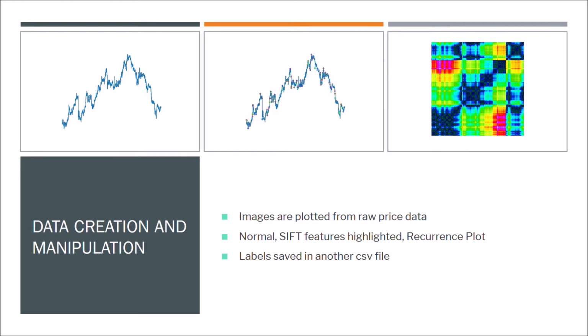So for the manipulation, we created 3 sets of data from these numbers. The first one is basically an original plot of the raw price. The second one is the raw price image run through a shift feature, highlighting the most important points of the plot. And the third set of data is a recurrence plot. Because this is a time series, a recurrence plot can show more features and patterns of the charts in different ways than the original raw price data.